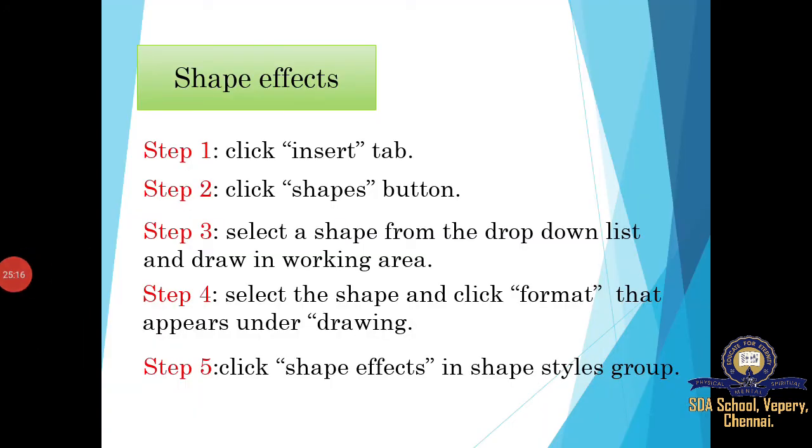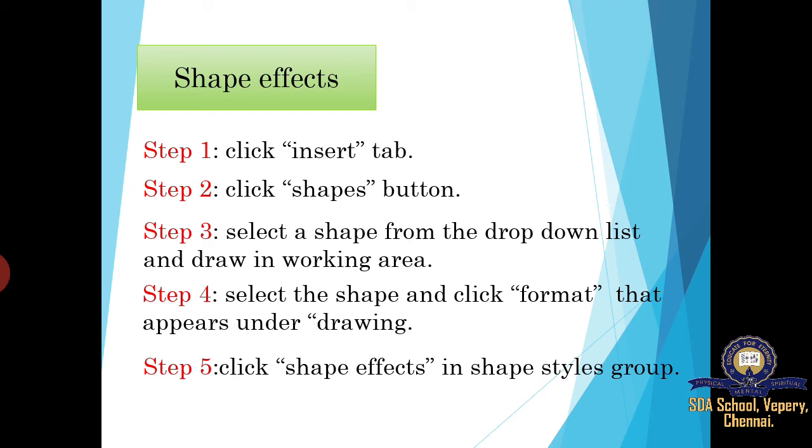Then we saw about shape effects. It is a special visual effect added to an object that you insert in a document. The objects may be shapes, pictures, or word art. After adding a shadow effect, the objects look a little different from the original shape. We can see that, right?